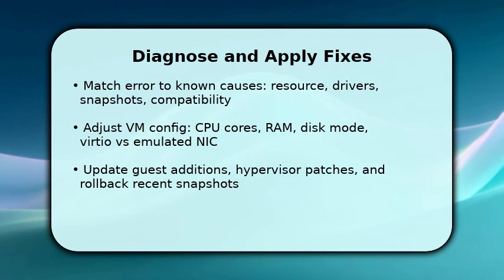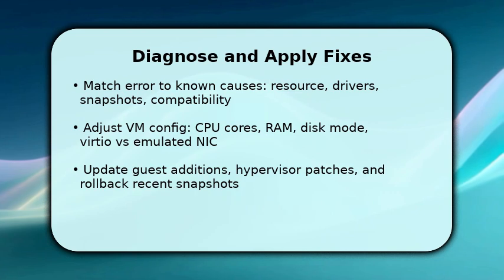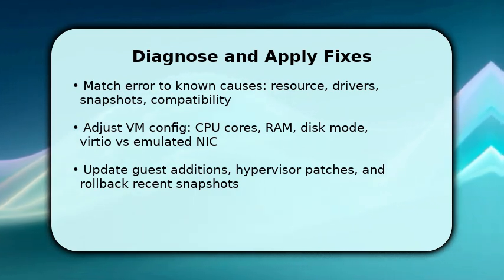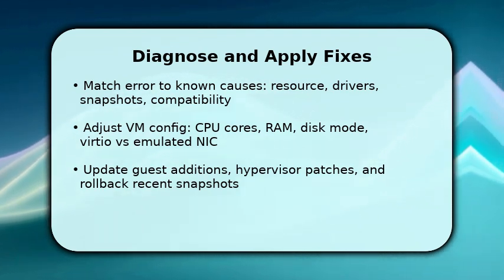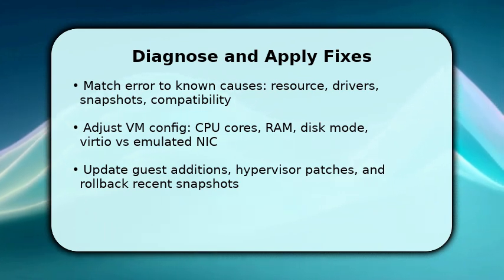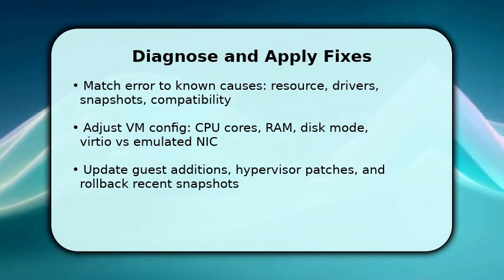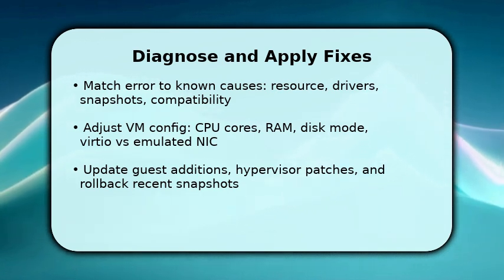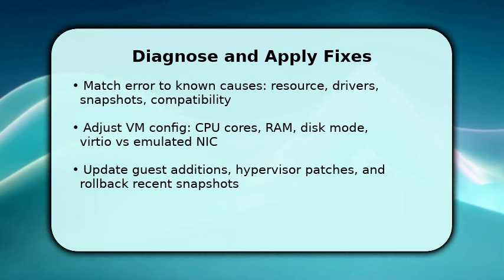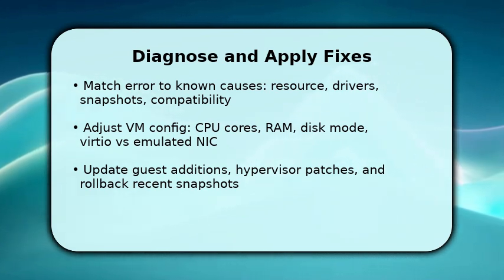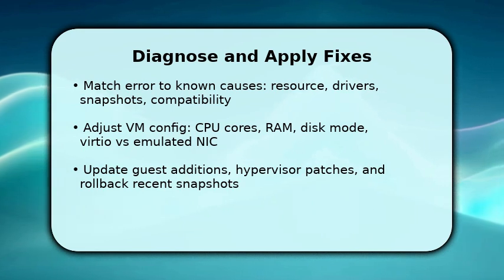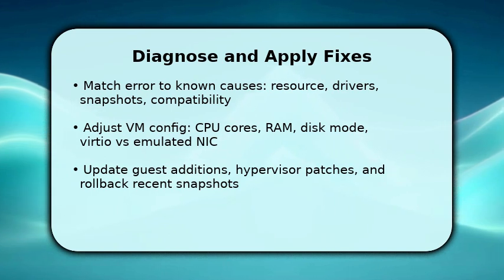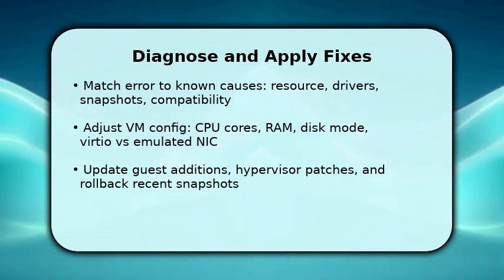Now diagnose methodically. Correlate the error with your collected logs and known causes such as resource exhaustion, driver mismatches, or snapshot corruption. If resources are tight, increase CPU or RAM and move disks to local fast storage. If drivers or paravirtual devices fail, switch temporarily to emulated devices and reboot the guest. Apply guest additions or integration tools updates and install hypervisor patches. When recent changes coincide with failures, roll back to a stable snapshot and validate operation before reapplying.